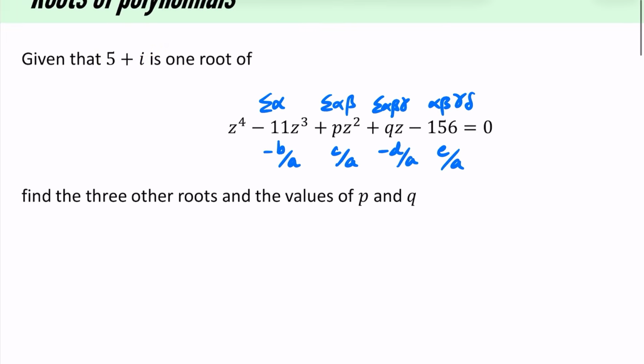Now, you've probably noticed one other thing. They've told us that 5 plus i is one of the roots, so you should already know that one of the other roots is going to be 5 minus i, because in chapter 1 with complex numbers, we talked about those complex conjugate pairs. So we want to find these three other roots.